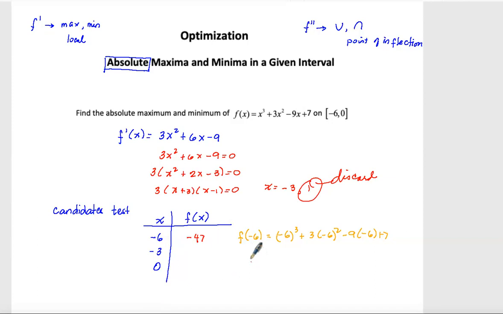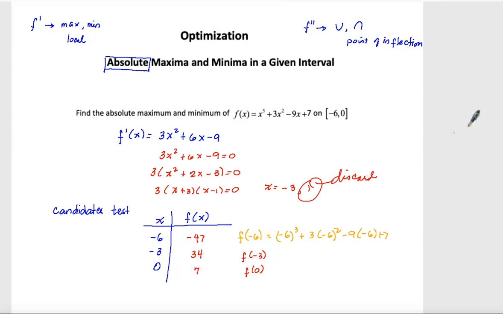Then you do the same thing. You find f of -3. So you plug in -3 for x, and you will get 34. Next, you plug in 0 for x. So if you plug in 0 for x, you will get 7.